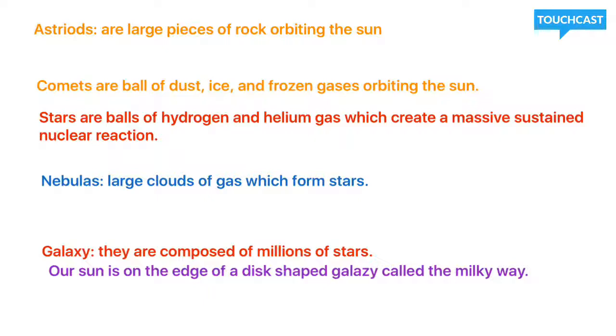Alright, galaxies. Galaxies are made up of millions of different stars. Our own sun is just an average sized star on the edge of a disc-shaped galaxy called the Milky Way. Let's go ahead and look at an example of each one of these.